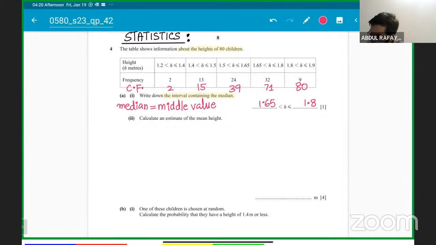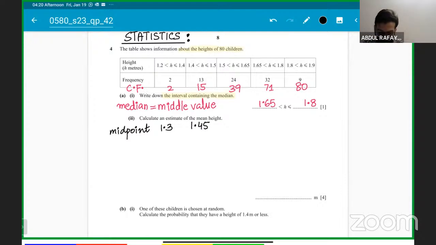Okay. Then very simple, calculate the estimate of the mean height. So mean, we already know, is the summation where in the numerator you will be needing the midpoint. So let's first find out the midpoints. Must write down the midpoints first, for the examiner. 1.2 and 1.4 will have the midpoint of 1.3. 1.4 and 1.5 will have the midpoint of 1.45.